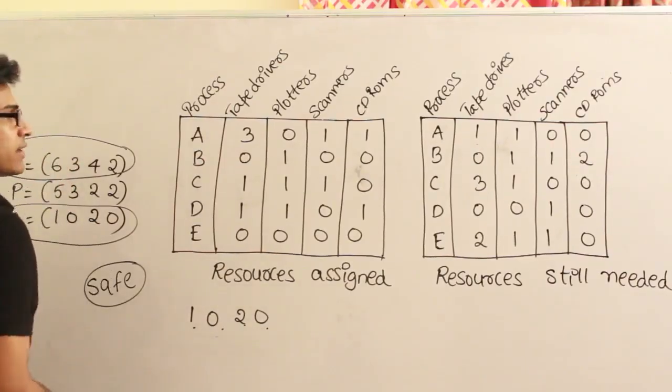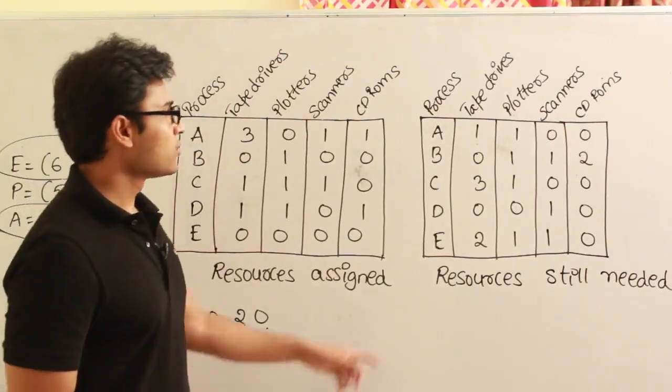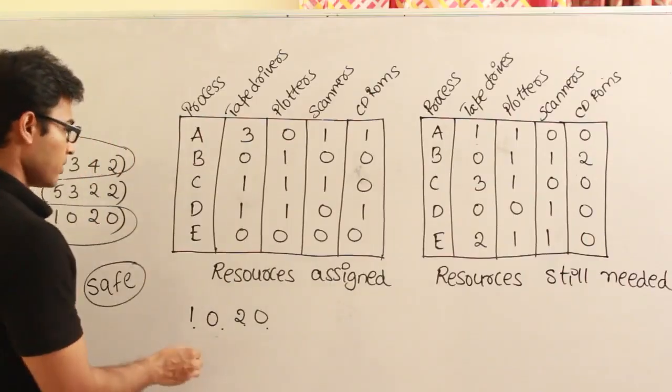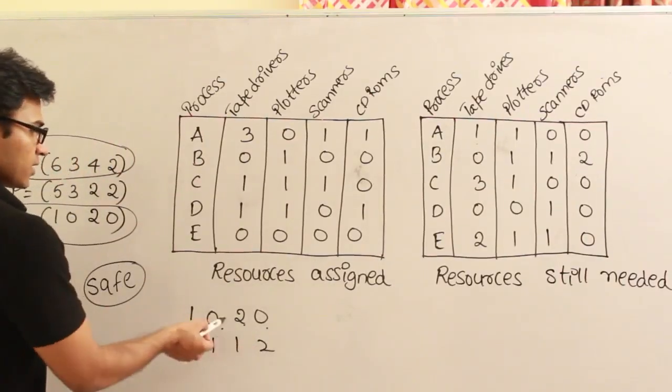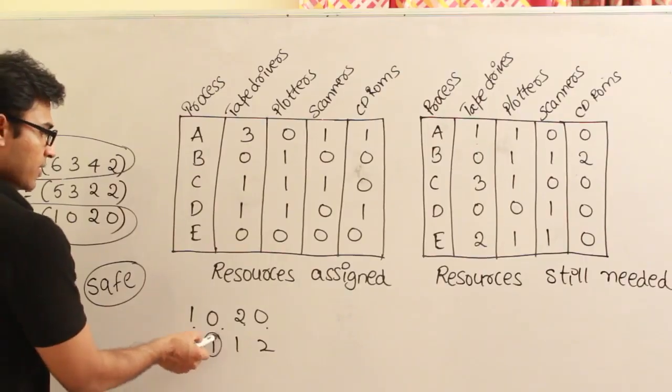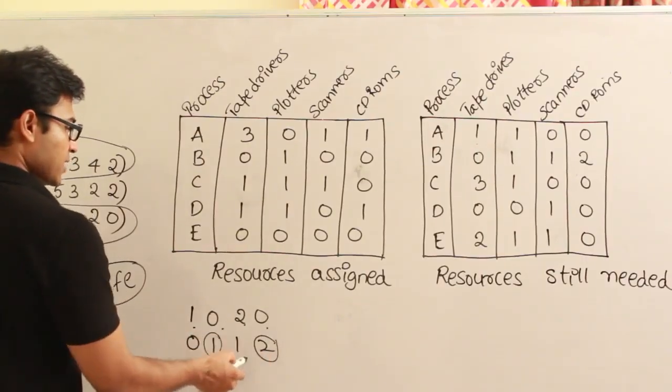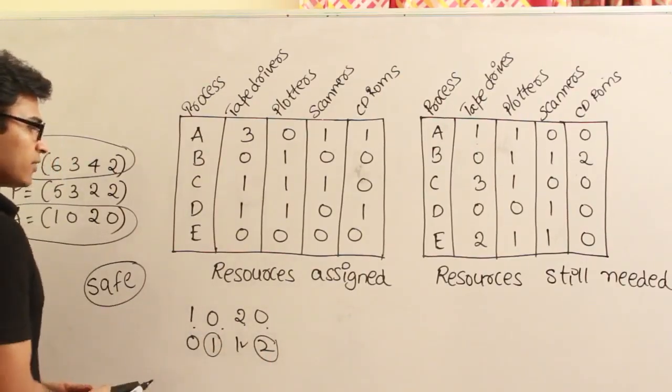Now let's see if you could satisfy the need of B. So B is saying 0112, can you satisfy it? It cannot be satisfied clearly. Why? Because this particular value cannot be satisfied, as well as this cannot be satisfied, even though this can be satisfied. Therefore don't do that.